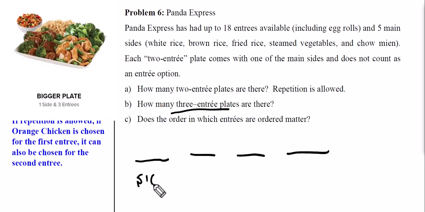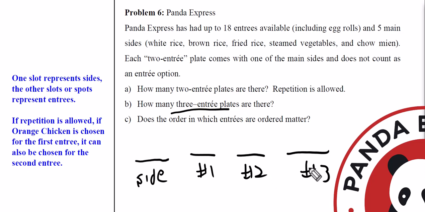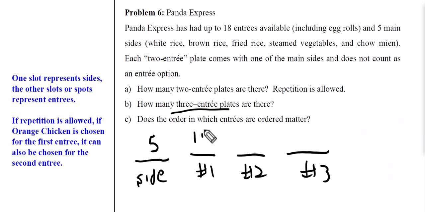This one represents a side. This is entree number 1, entree number 2, entree number 3. You get the idea. How many options do I have for a side? 5. How many for the first entree? 18. And then if I can pick orange chicken again, can I? Yes. And if you can pick it again, can you? Yes. Okay. And you multiply all those out, and that's how many possible 3 entree plates there are.